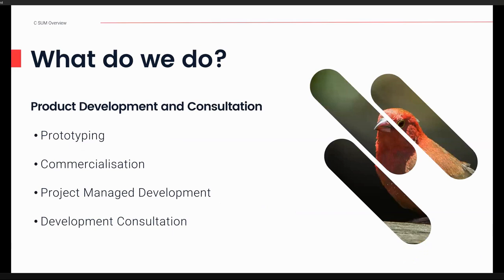So what kind of things do we do? A bit of what we're going to talk about today. Our bread and butter is product development and consultation. So that can be producing a prototype, particularly for startups and spin-outs. Maybe they've got an idea or some novel IP and we need to turn it into something they can actually show to investors to get further rounds of investment, get it to market.